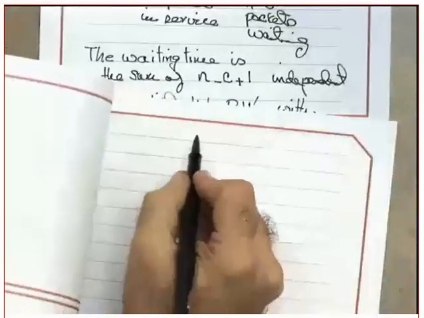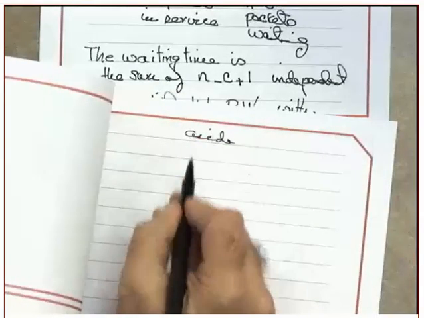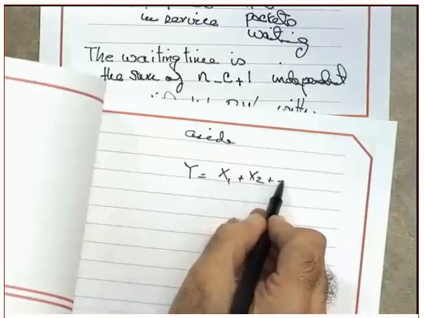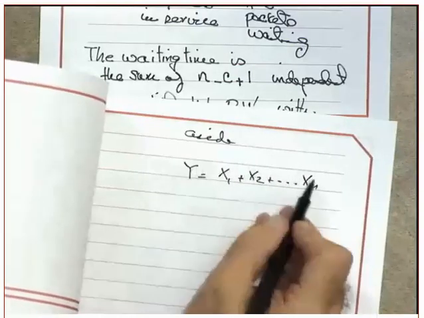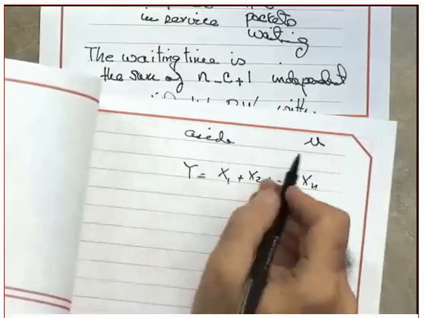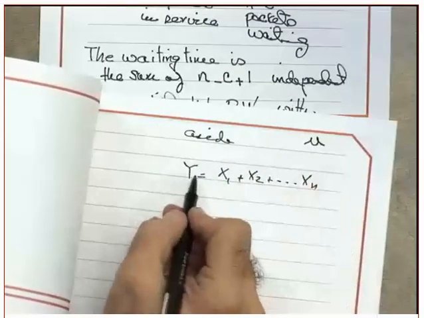Before you write this, an aside. If I have Y equal to X1 plus X2 plus ... plus Xn, and all of them are exponential, independent, with parameter mu, let's make it simple. What will this be?